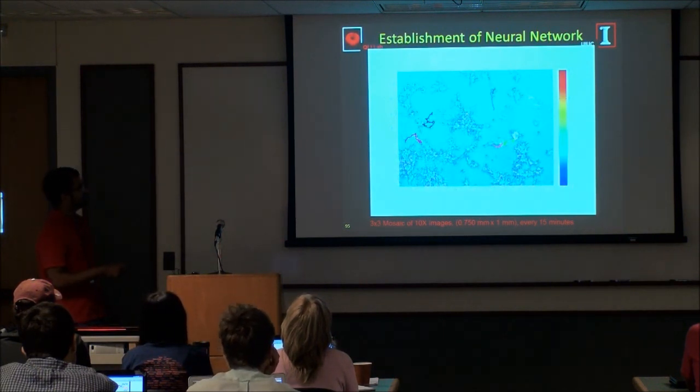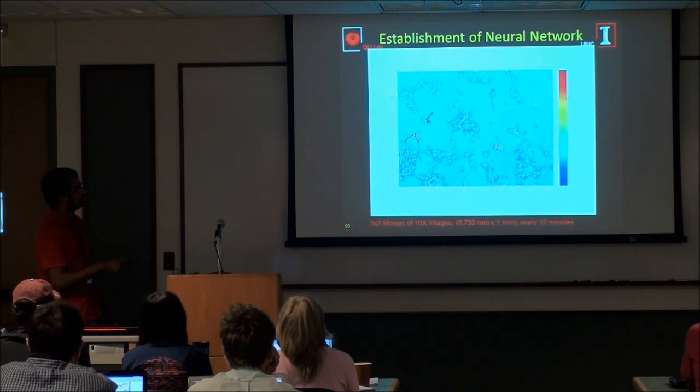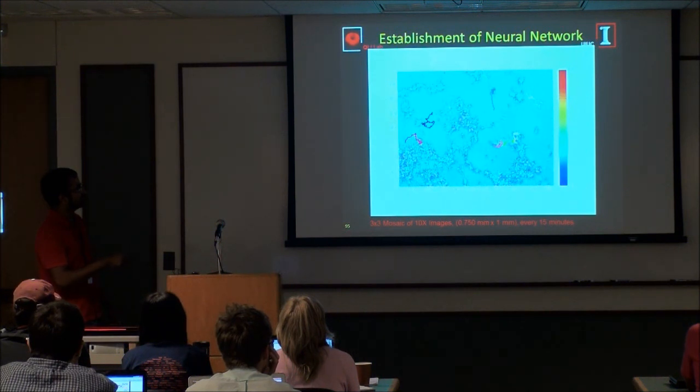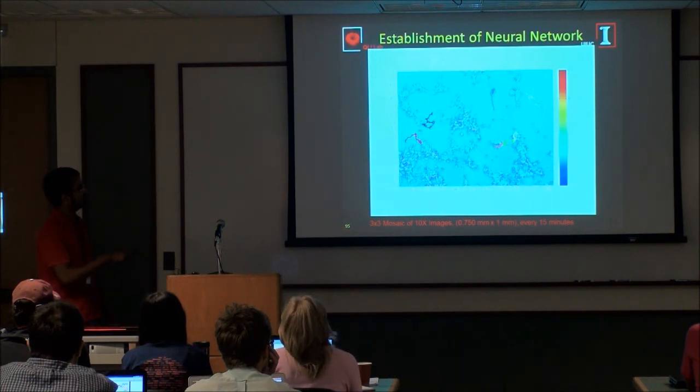So when this movie loops around, what you'll notice is that originally there are just simple clusters that aren't connected. And as time goes on, the clusters send out extensions towards other clusters. And by the end of the movie, almost all the major centers are connected with these dense networks of neurites.